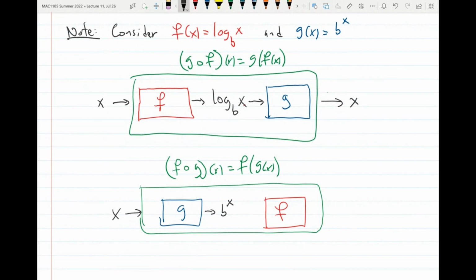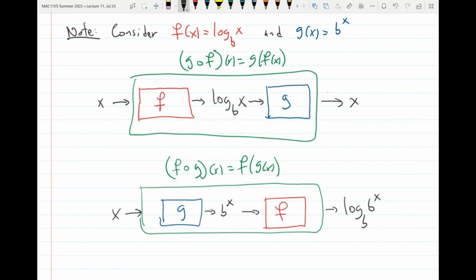So remember, the job of g is just to take whatever comes in and do b to the power. That's what this function is doing. Now that goes into the next one. And what is this equal to? When you do log of this, what is this? So what is log base b of b to the x? Right? So what you obtain here is log base b of b to the x. That's what you obtain.